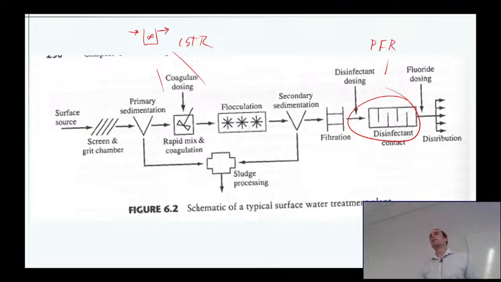Of course, we could scheme up a little system, maybe something for a campsite, or do a comparison of a CSTR versus a plug flow reactor. So I'm not saying we'll never see it, but in general, the plug flow reactors are the way it works in practice. And then we send it out to distribution.